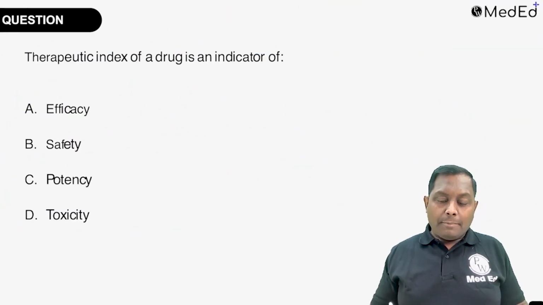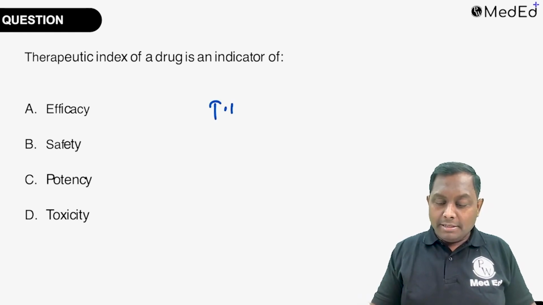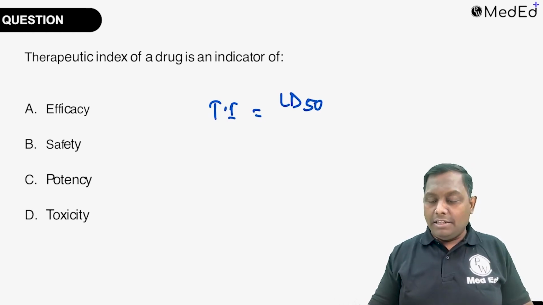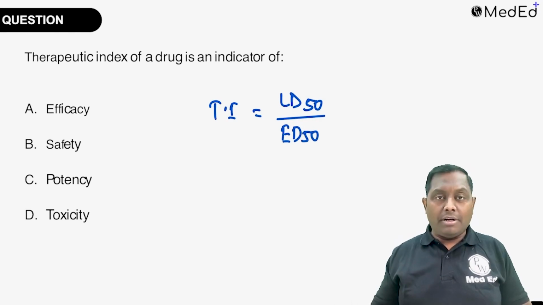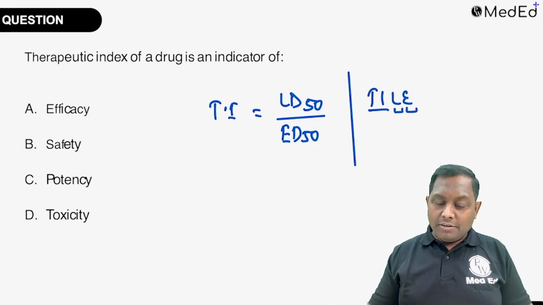Okay. Therapeutic index is an indicator of. So therapeutic index, guys, is a ratio of a dose that is causing lethality in 50% and effect in 50%. That is what we call therapeutic index. And we have also told you a simple mnemonic to remember it: TILE. Therapeutic index is equal to lethal dose divided by the effective dose.